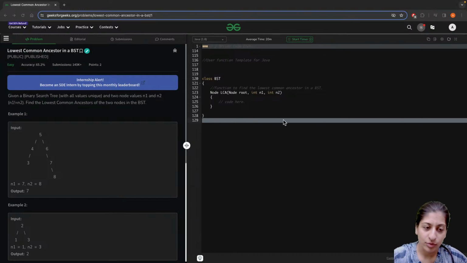What we need to do here is that given a binary search tree with all unique values, the two nodes n1 and n2 are given. You have to find the lowest common ancestor of the two nodes in a BST. So for this, let's move to the board.